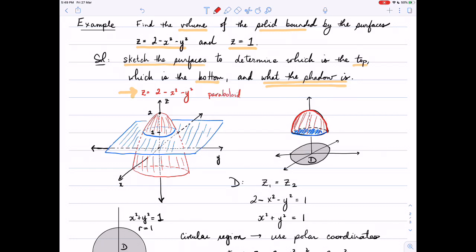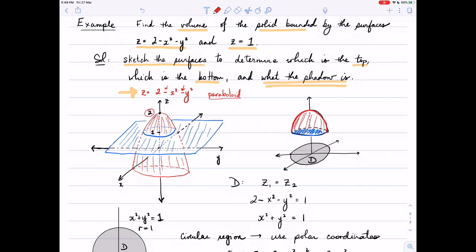And that paraboloid is facing downwards because of the negatives in front of the x and the y squared. And its maximum value is here at 2. So its vertex is at 2, and that paraboloid is facing downward.